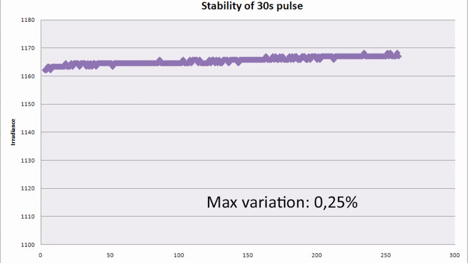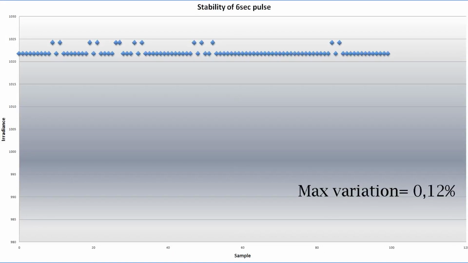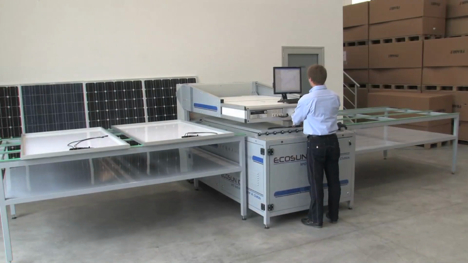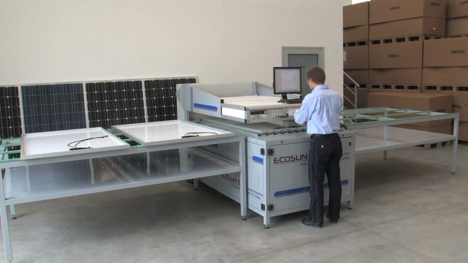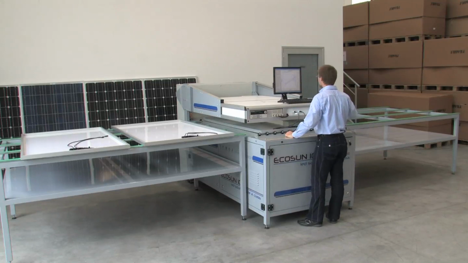Radiation stability. The sun simulator Ecosun 10L has a very high temporal stability, also with very long pulse. For a pulse of 30 seconds, the maximum variation is 0.25%, while with a pulse of 10 seconds, the variation reaches an even lower value of 0.18%.